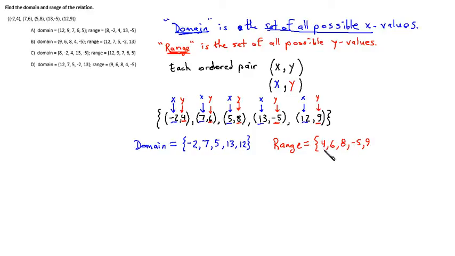I'm going to go back and check these, make sure we got them all in here. 4, yes. 6, yes. 8, yes. -5, yes. And +9. So I'm going to close the set.